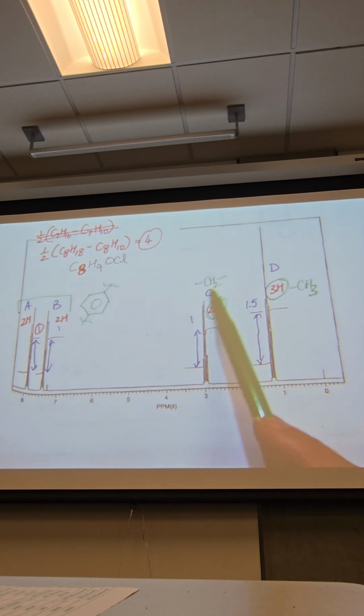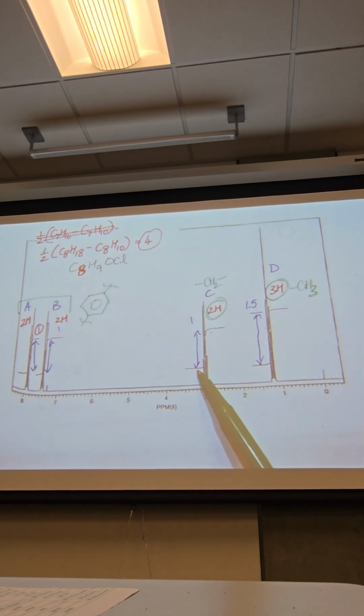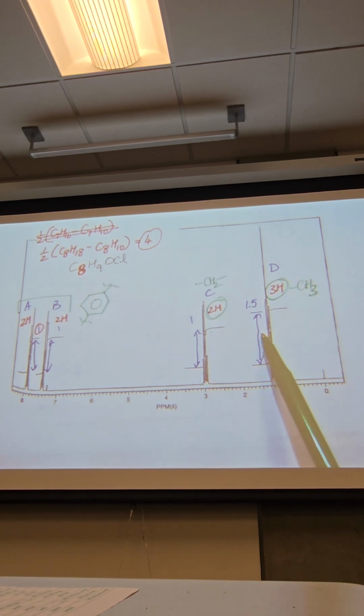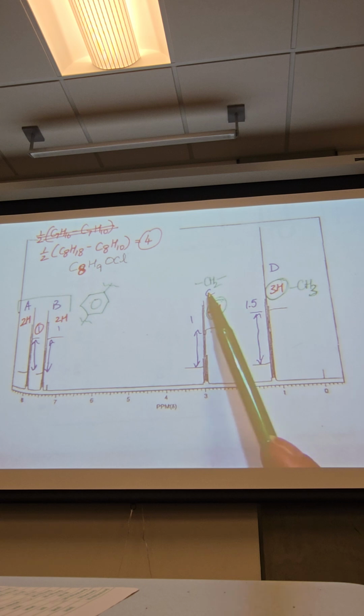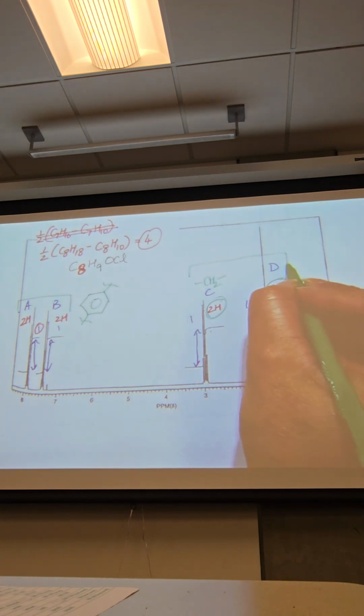Guys, can you see C and D? Please notice the multiplicity of C. C is a quartet. Do you see that? D is a triplet. Do you see that? Again, we've said this before. You have a quartet and a triplet integrating for 2 and 3. What must be this group?